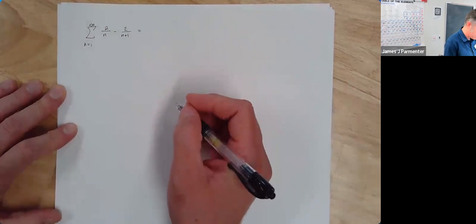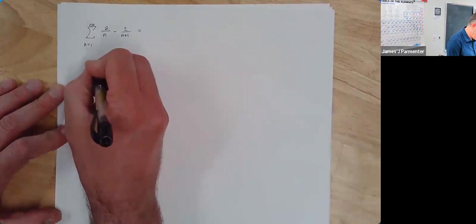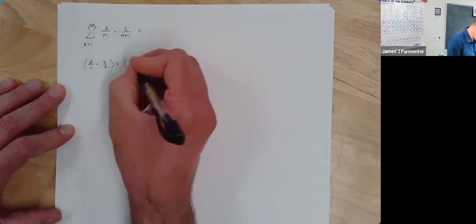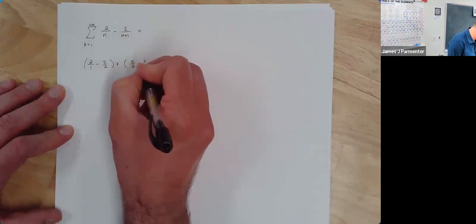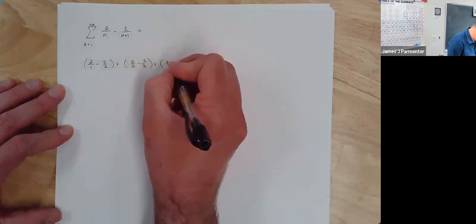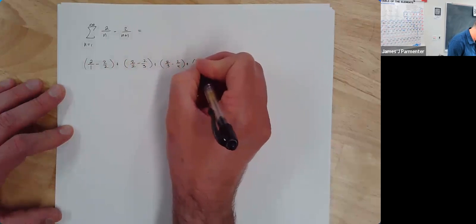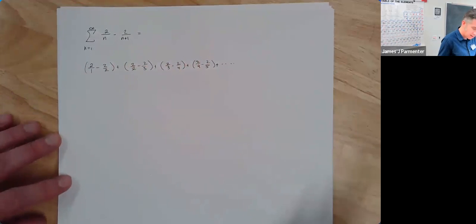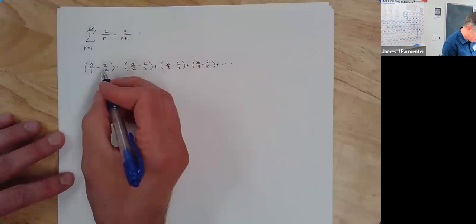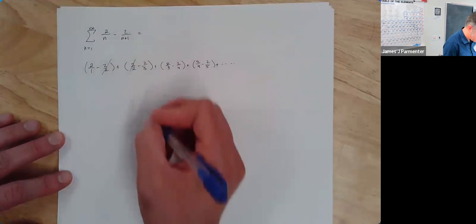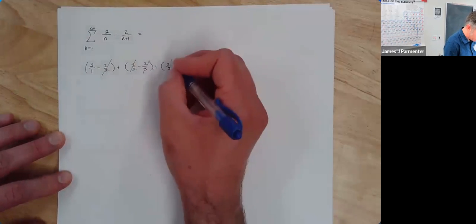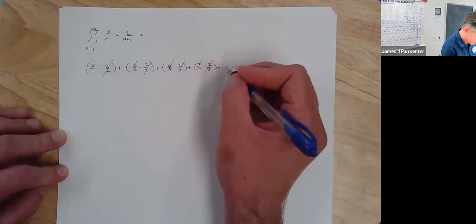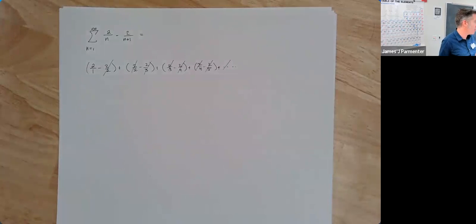Let's write out some terms. So I get 2 over 1 minus 2 over 2, plus, now if n equals 2, I get 2 over 2 minus 2 over 3 plus 2 over 3 minus 2 over 4 plus 2 over 4 minus 2 over 5. If you look at this, things cancel. Negative 2 over 2 plus 2 over 2 cancels out. Negative 2 over 3 plus 2 over 3 cancels out. Negative 2 over 4 plus 2 over 4 cancels out. The negative 2 over 5 cancels out with the next thing. So it seems like this might just add up to a 2.